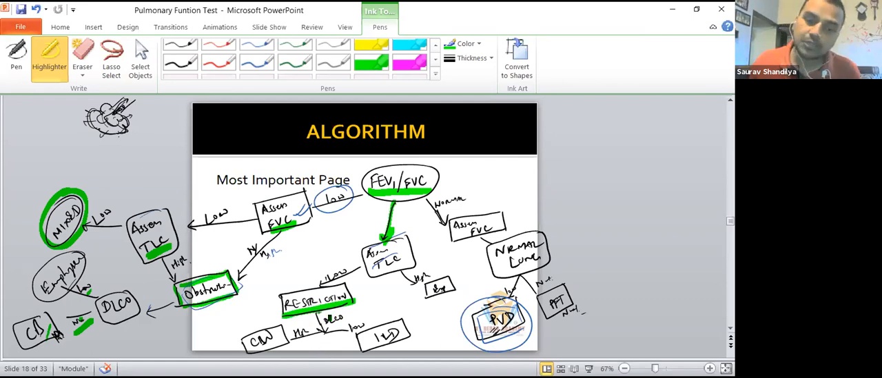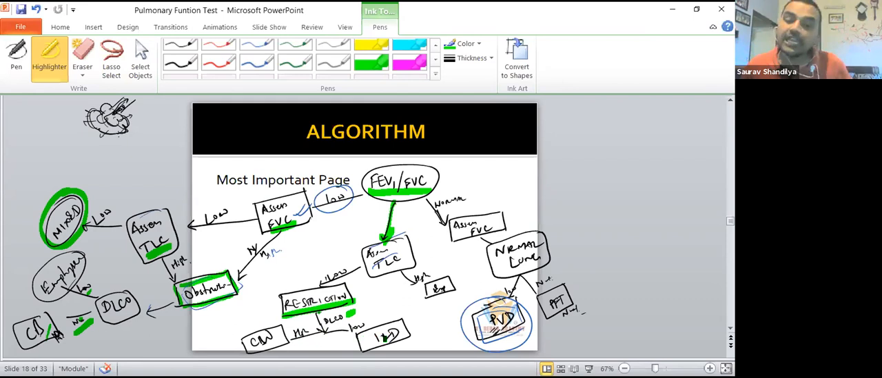Now, what happened? I told you, you have to check DLCO. If DLCO is normal, that means DLCO tells you all about the permeability of the membrane, whether the gas is able to go through the membrane or not. It has nothing to do with our chest wall or body shape or any other problem. So what is happening here? Chest wall deformities will be suggested if we find DLCO is normal or high.